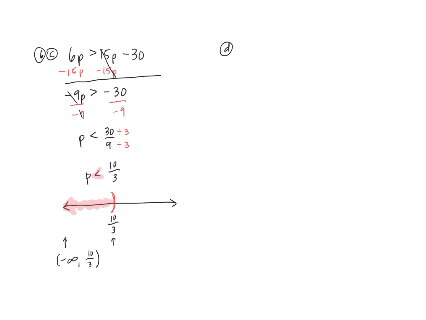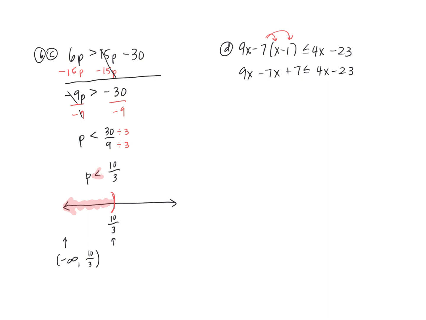All right, part D. We have 9x minus 7 times x minus 1 is less than or equal to 4x minus 23. So we want to distribute the negative 7. So we get 9x minus 7x plus 7 is less than or equal to 4x minus 23.